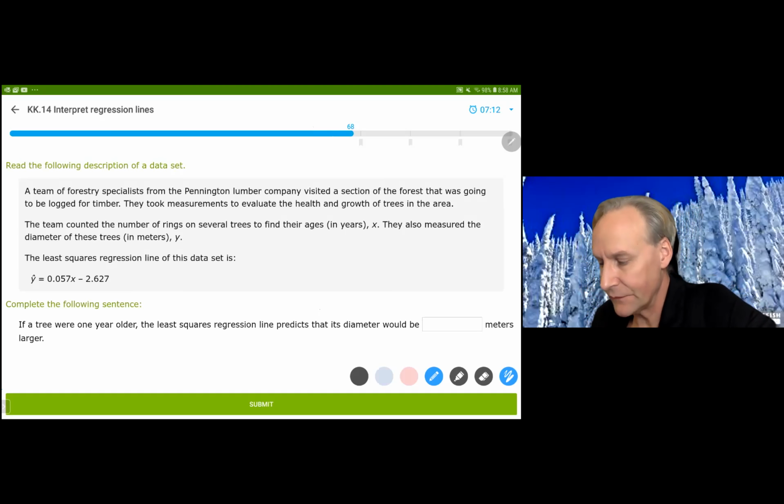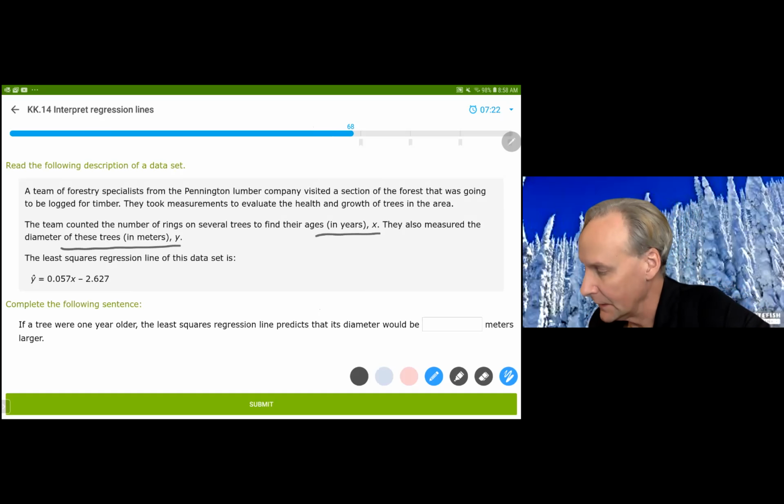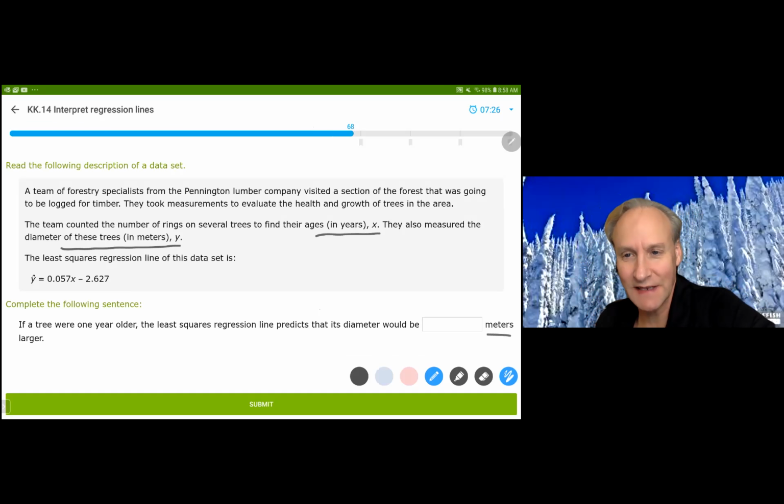Okay, now this one is a different situation than the others. Oh no, it's the same, because the years are in X and the diameter of the trees in meters. Now we need to be careful and make sure that they haven't changed it up on us and said millimeters or something else where we have to change the decimal.